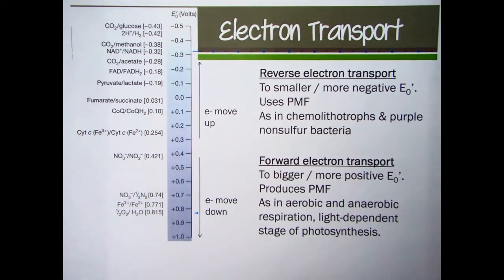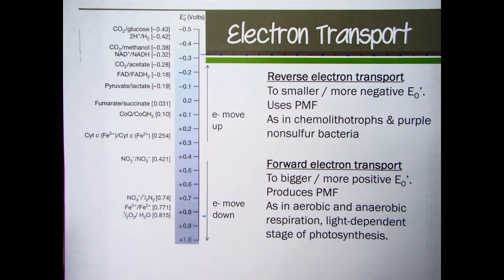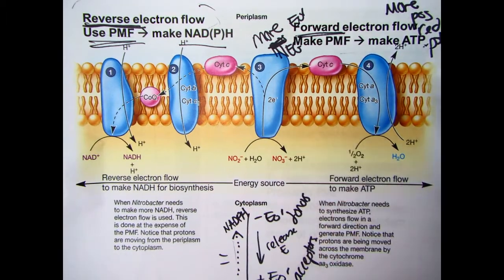This is pretty much the same thing that I just said. So there you have it. That's chemolithotrophs, with inorganic electron donors and acceptors. They have a forward electron transport, which makes PMF, but they also need to do a reverse electron transport, which uses PMF and makes NADPH.